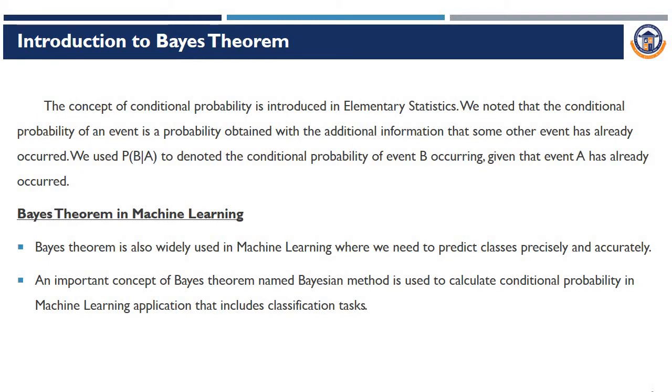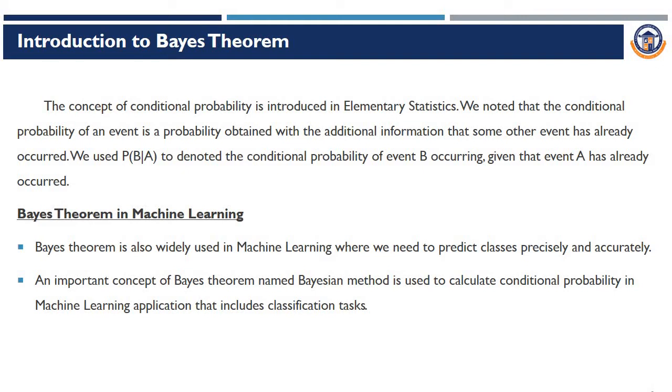Introduction to Bayes' theorem. The concept of conditional probability is introduced in elementary statistics. We noted that the conditional probability of an event is a probability obtained with the additional information that some other event has already occurred. We used the probability of B given A to denote the conditional probability of event B occurring given that event A has already occurred. This conditional probability of B given A is equal to probability of B intersection A divided by probability of A, and the probability of A is not equal to 0.